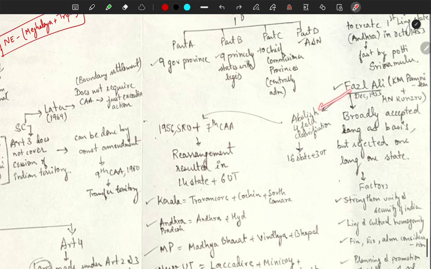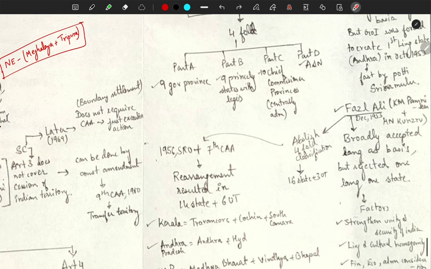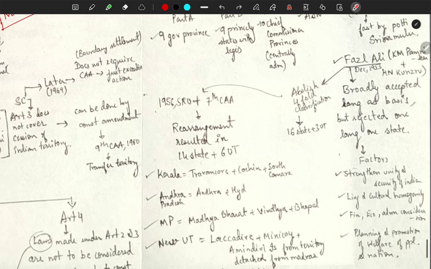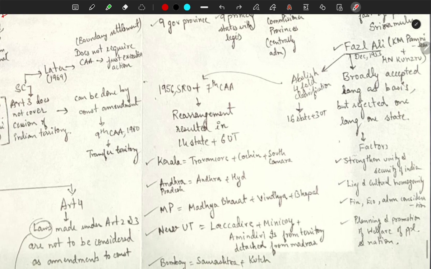Now they also said that we have to abolish the fourfold classification and divide it into 16 states and 3 union territories. What did the Government of India do? They enacted the 1956 States Reorganisation Act and the 7th Constitutional Amendment Act. Based on these two, the rearrangement was made and it resulted in 14 states and 6 union territories. They said 16 states and 3 union territories; we made 14 states and 6 union territories.